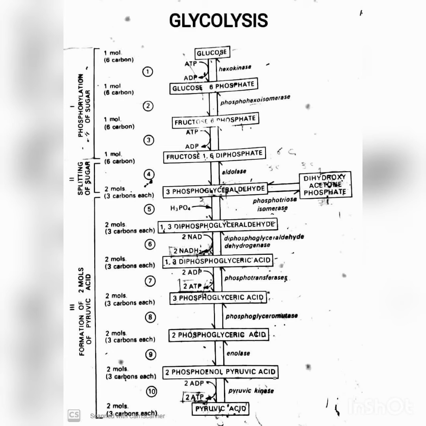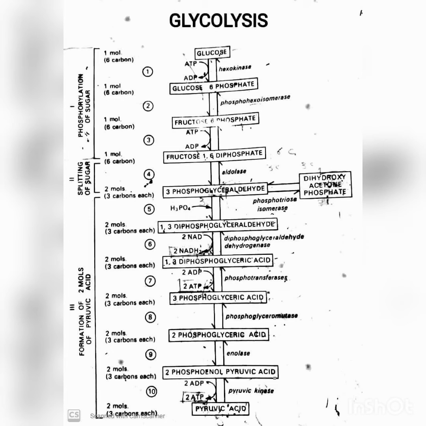Number 3, in this step, further phosphorylation of fructose 6-phosphate takes place with the help of ATP, resulting in formation of fructose 1,6-diphosphate in presence of enzyme phosphofructokinase. Here, in these three steps, phosphorylation of hexose sugar is completed.